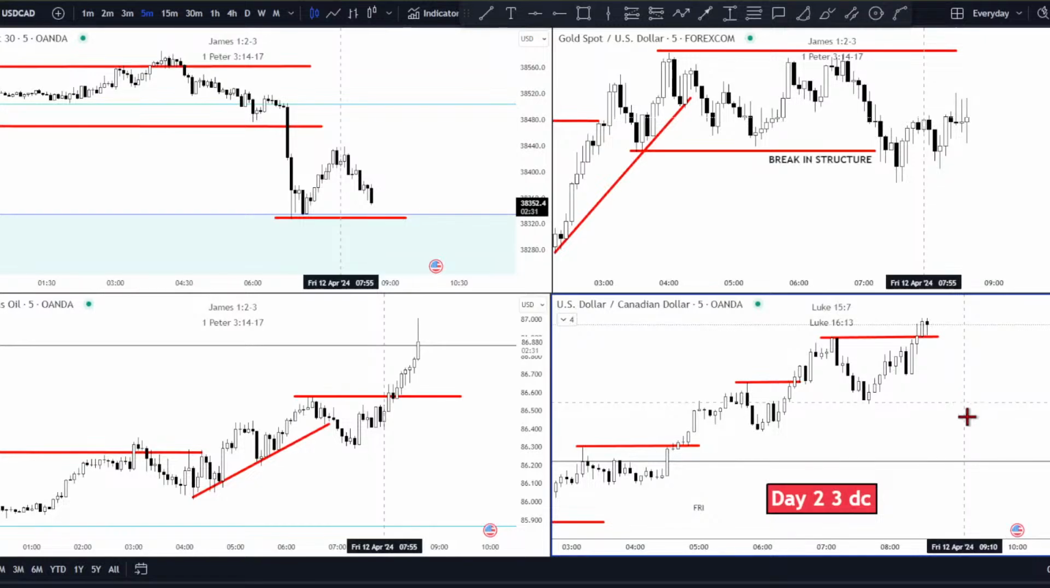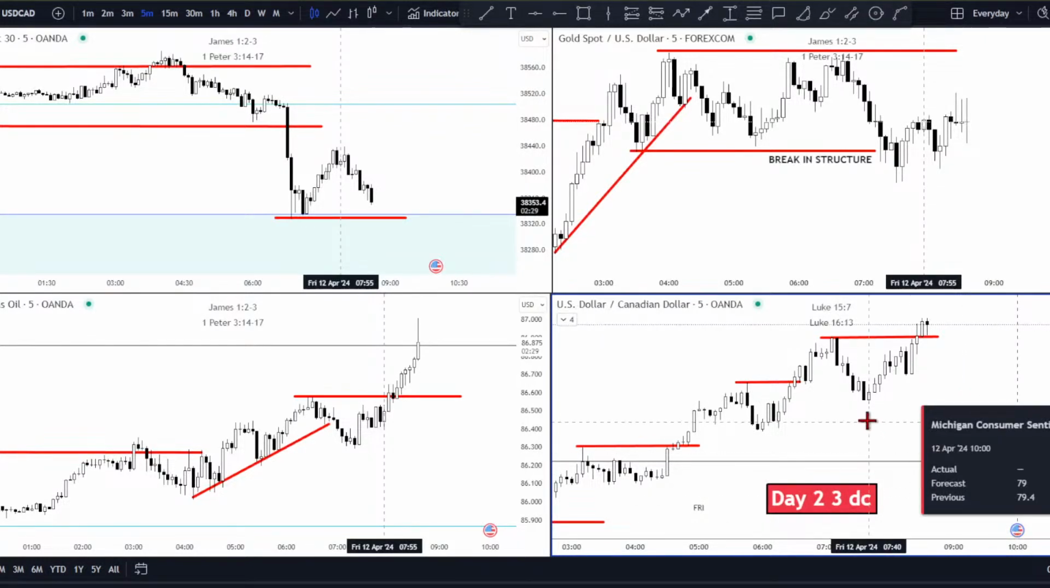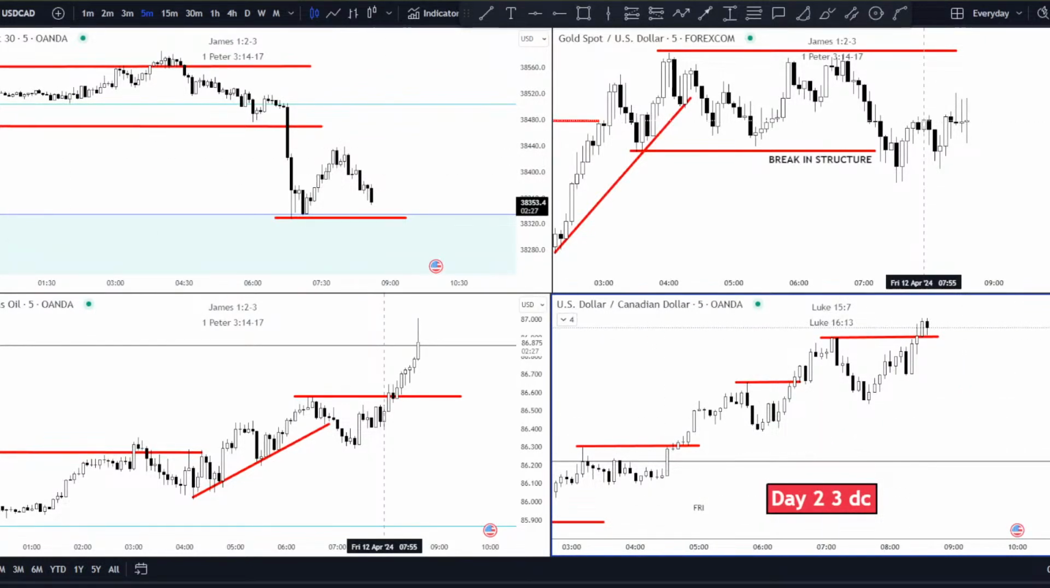Yes, Paulie, there's news at 10. Michigan sentiment. And in fact, let me double check and make sure TradingView is not lying to me, because that happens to me a lot where TradingView says one thing and then I go to Forex Factory and guess what? There's a bunch of other news. No, so Friday, today, US dollar, we've got the 10 o'clock news.